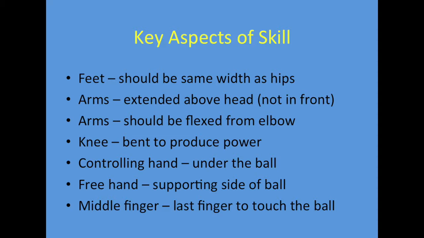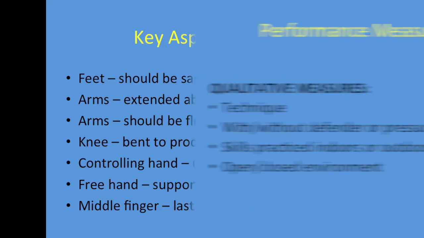Arms should also be flexed from the elbow, and the shoulders should not be dropped at any point during the skill. Both knees should be bent and then extended just before the ball is released to produce power. Your controlling hand should be your dominant hand, and that should be placed under the ball, and your free hand should be placed on the side supporting the ball. And when flicking the ball out of your hands, your middle finger should be the last finger to touch the ball. Any other finger may affect the accuracy or direction of the ball.